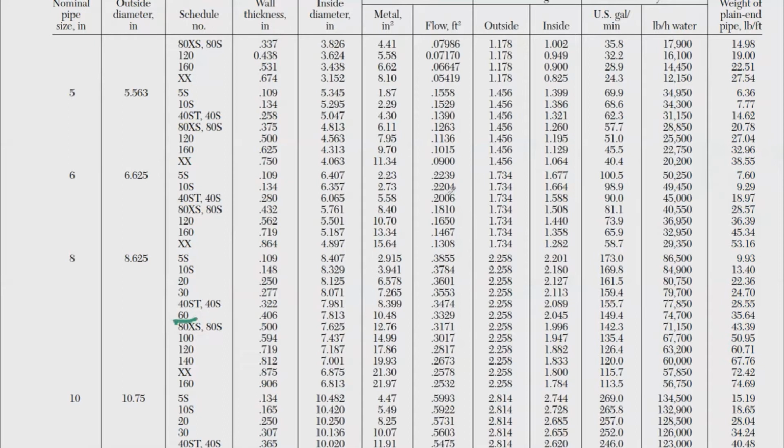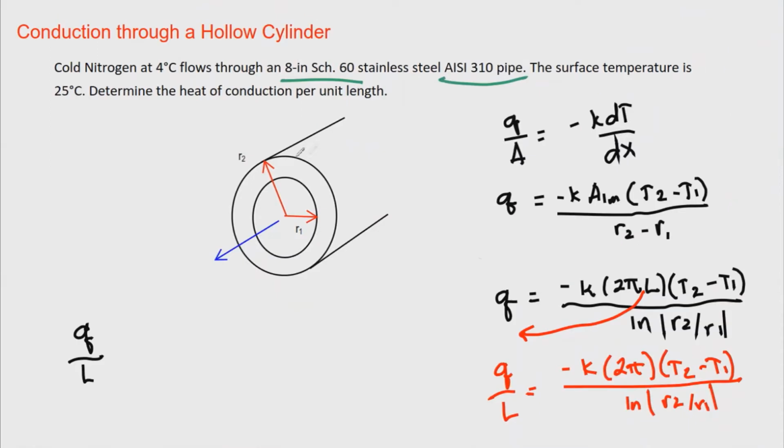Okay, so a schedule 60 pipe has an outside diameter of 8.625 inches. If that is our outside diameter, then that only means that our R sub 2 is equal to 8.625 inches.